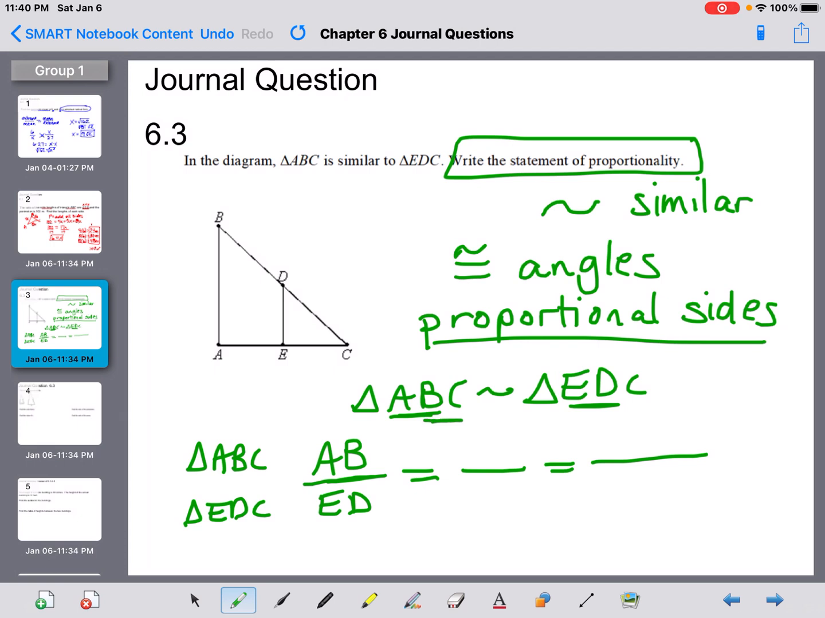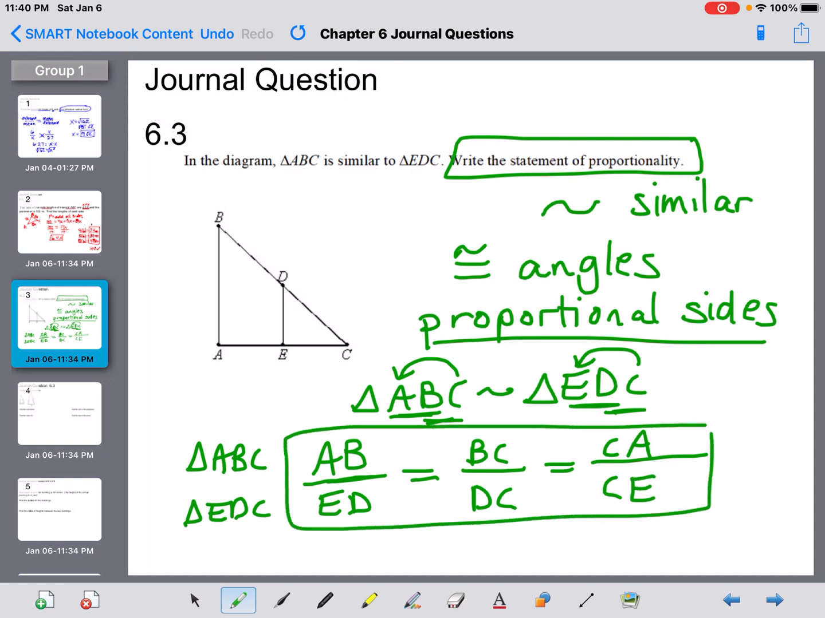All right, second set of sides is BC, and that needs to go with the second set over here, which is DC. And for my final one, I need to choose the order. If I decided to jump backwards here for CA, then I need to make sure I do this one the same way, which is going to be CE. So this is one way to make my statement of proportionality.